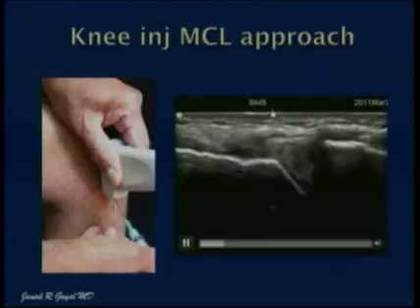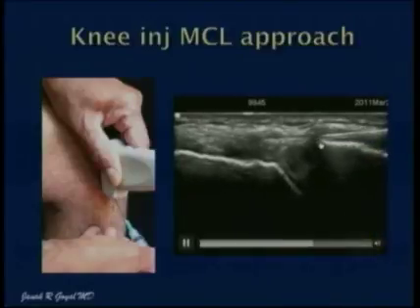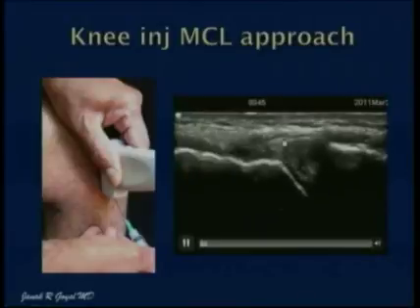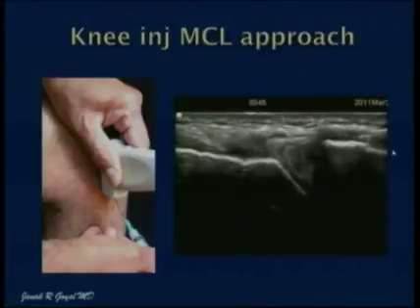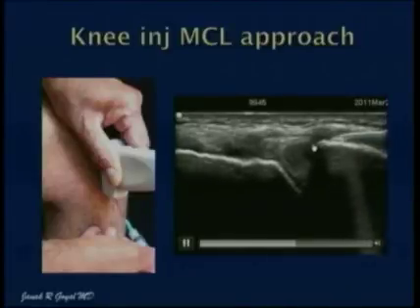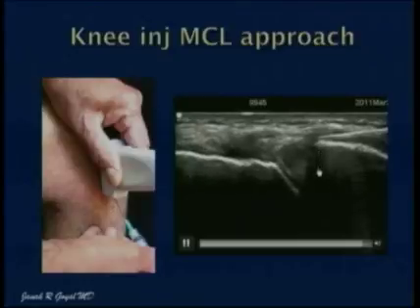Here is the approach through the MCL. Here is the medial collateral ligament. Here is the medial meniscus. So I go right under the medial meniscus at the attachment, right under the medial collateral ligament at the attachment of the MCL to the capsule, and inject. So you clearly will see the material. Here is the needle, and you will clearly see at the junction the medication being deposited in the knee joint. Here is the medication.